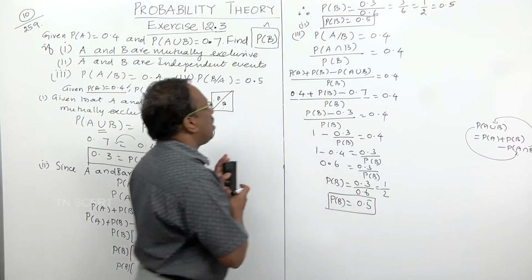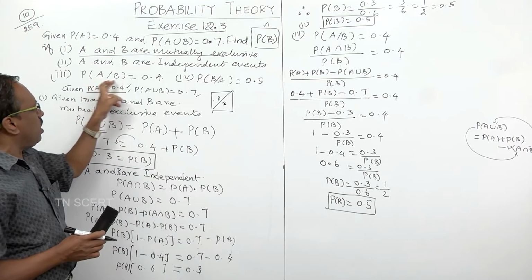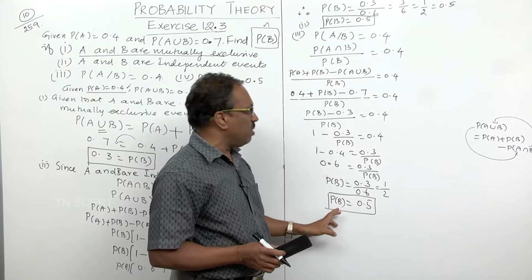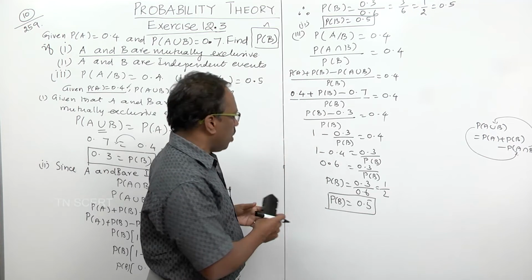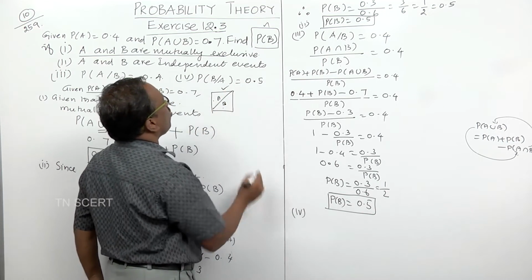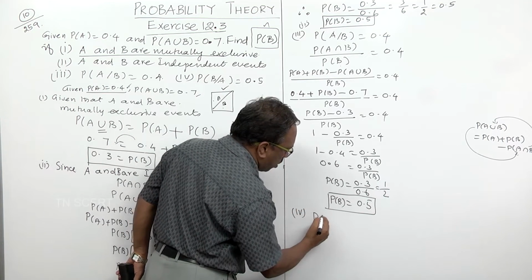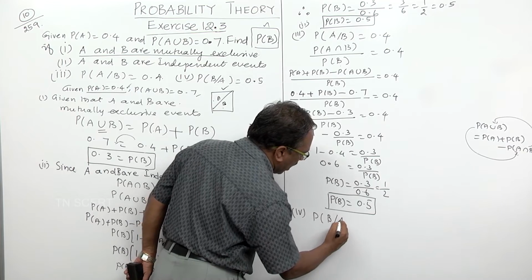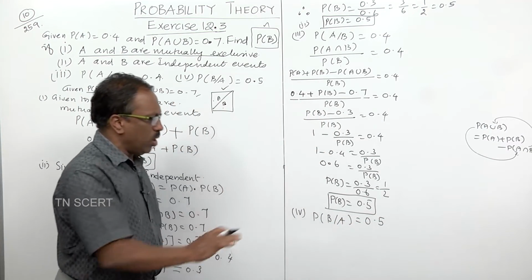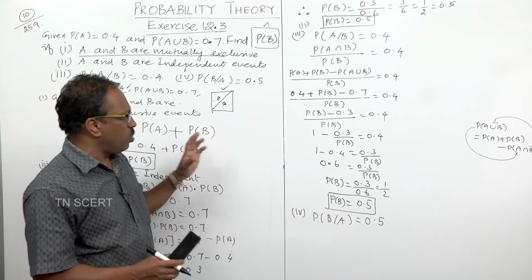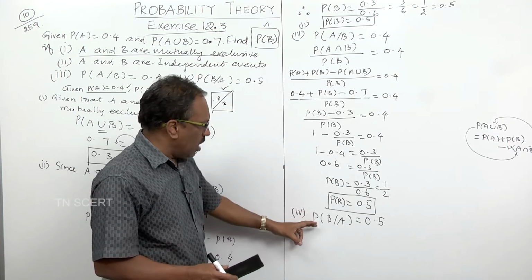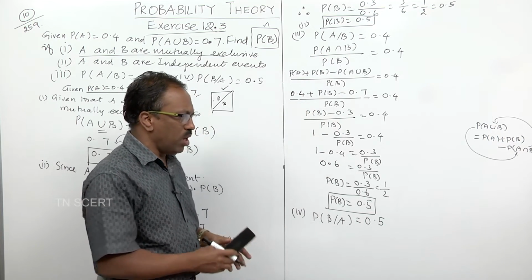Third one, P of A given B is equal to 0.4, for which also we found out P of B. What about the fourth one? The same way we can analyze. Fourth one is P of B, probability of B given A, is equal to 0.5. That is the final one. So the first one we have taken and the second one finished. This is the third one.